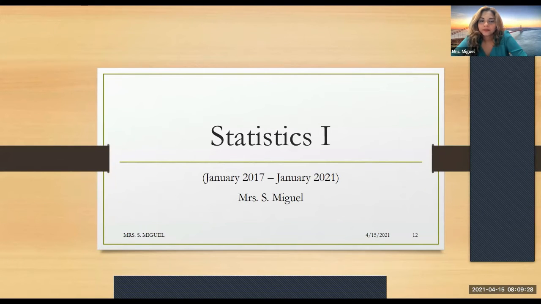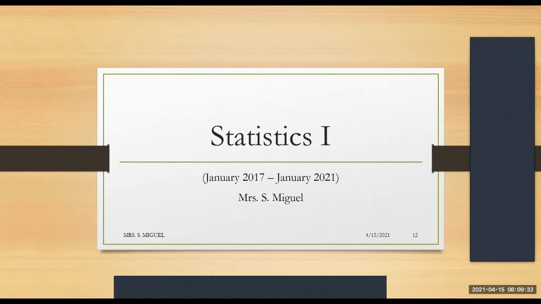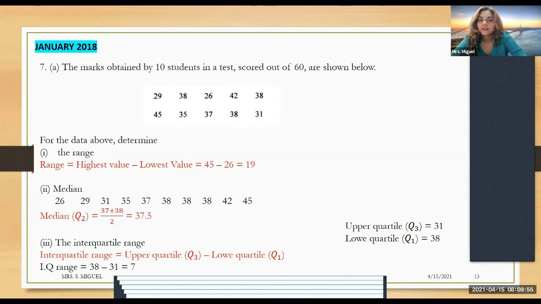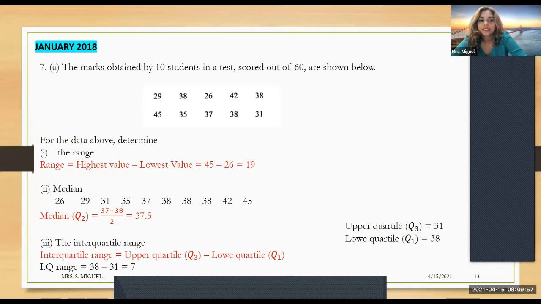Good morning, everyone. Today we are going to do January 2018 followed by June 2018. The question reads, the marks obtained by 10 students in a test scored out of 60 are shown below. So a survey was done where someone obtained marks for 10 students out of 60.